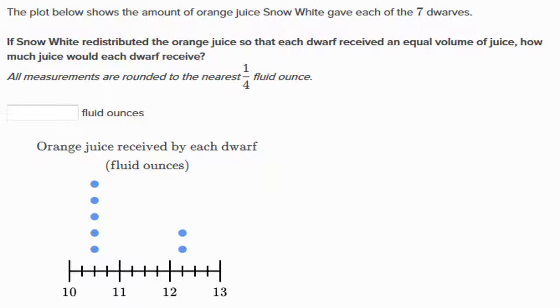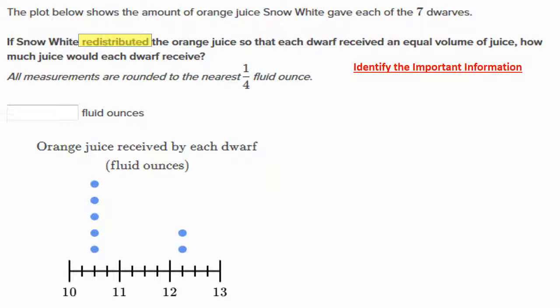And you can tell that by looking down. You can see that each ounce is divided into 4 equal sections. And you can see the title says orange juice received by each dwarf. Well, let's start again by identifying the important information.